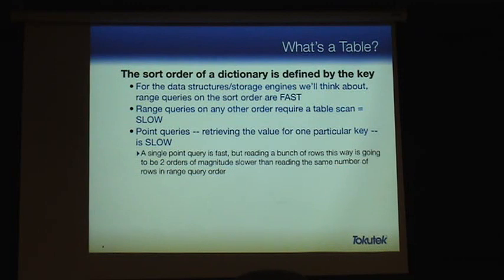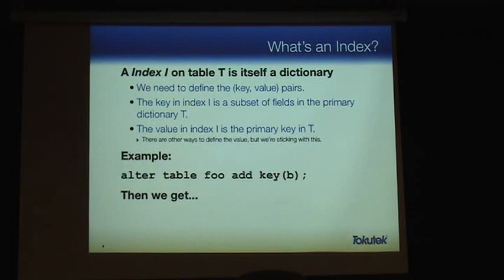So for storage engines, you can just think about it this way: range queries on a sort order are fast, and point queries for picking a particular value are slow. In fact, a single point query is actually pretty fast, but if you need to read a bunch of rows this way, by picking out individual point queries, that is very slow.